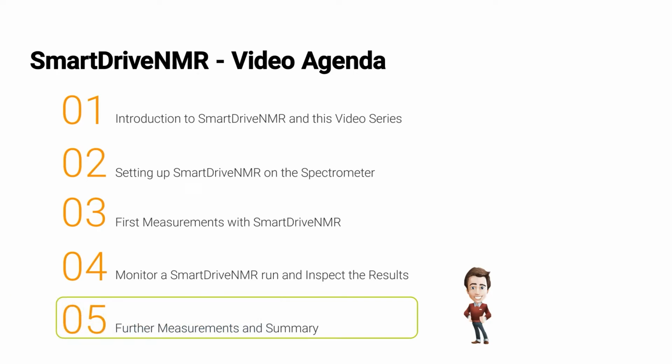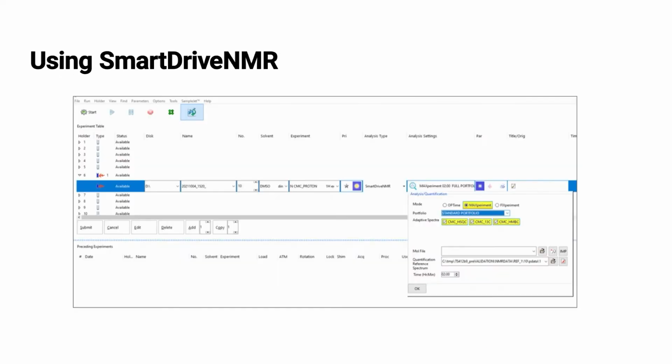Welcome to the fifth video now. It picks up right where the third one left off, and it's about further measurements. Let's have a look. So this is the automation window of ICANN-NMR, and you can see here the settings that we used before in video number 3. So the mode, we have an experiment, we have the portfolio, which is the standard one. And let's have a look how we can change and adapt these settings.